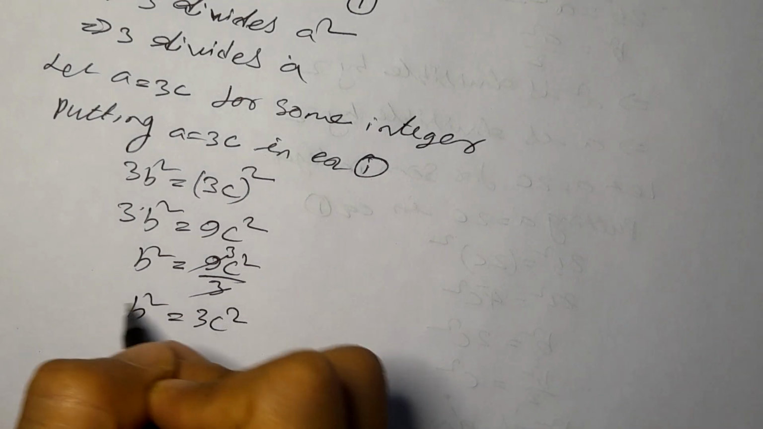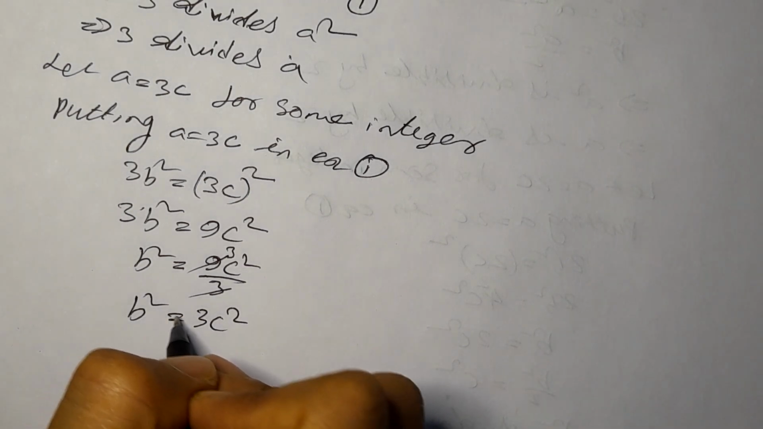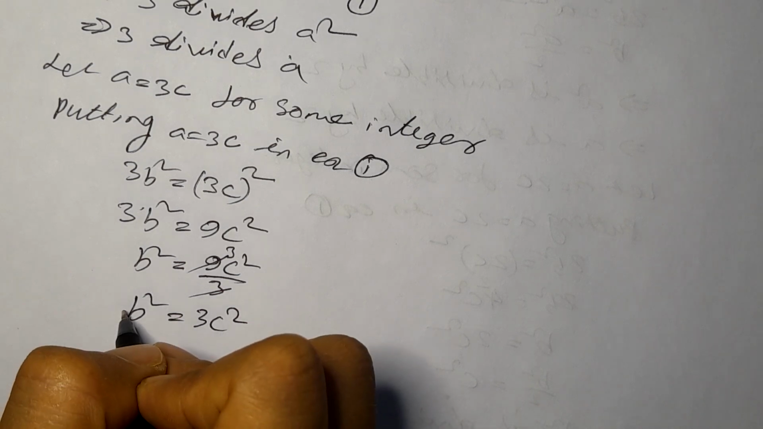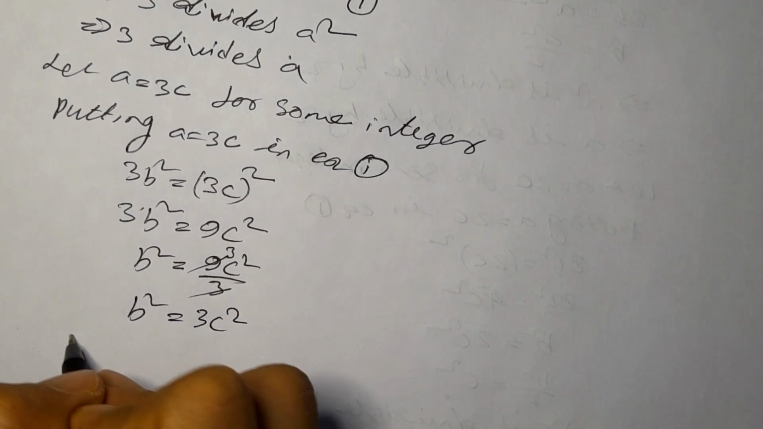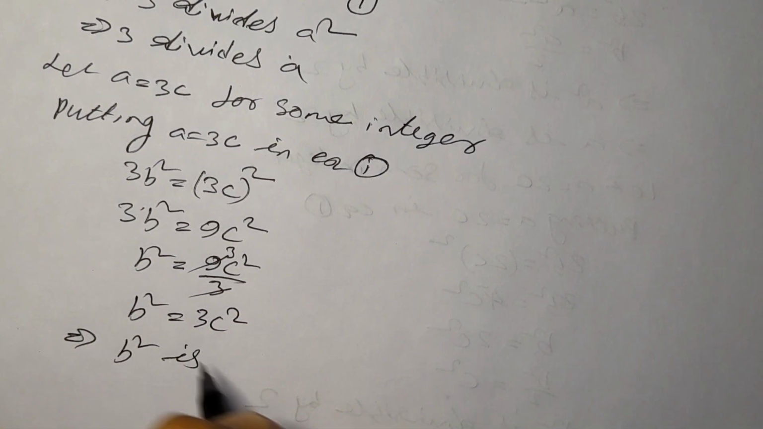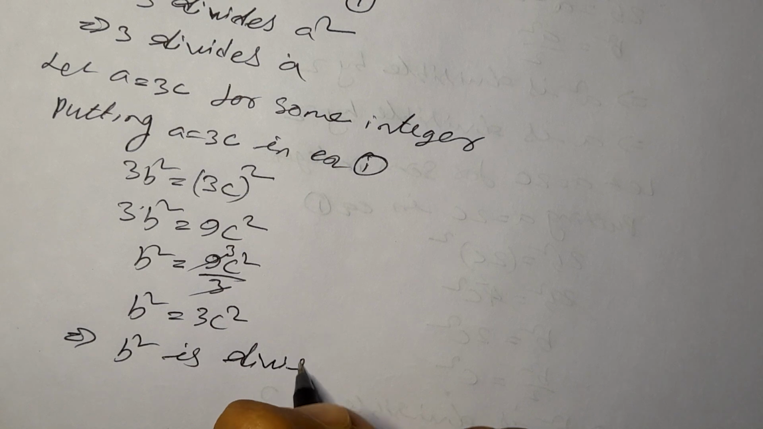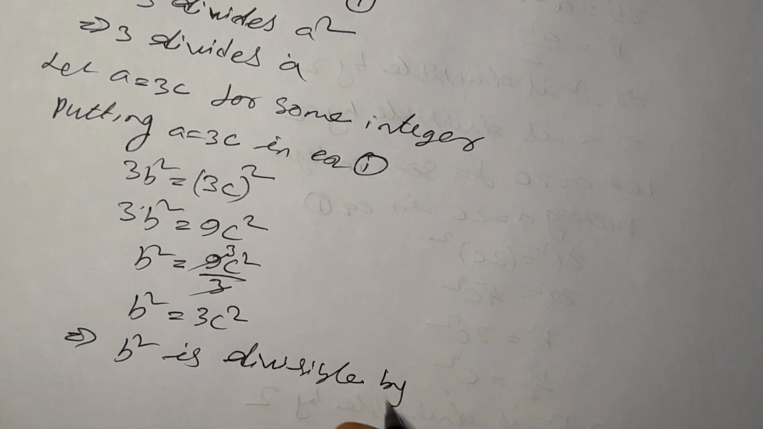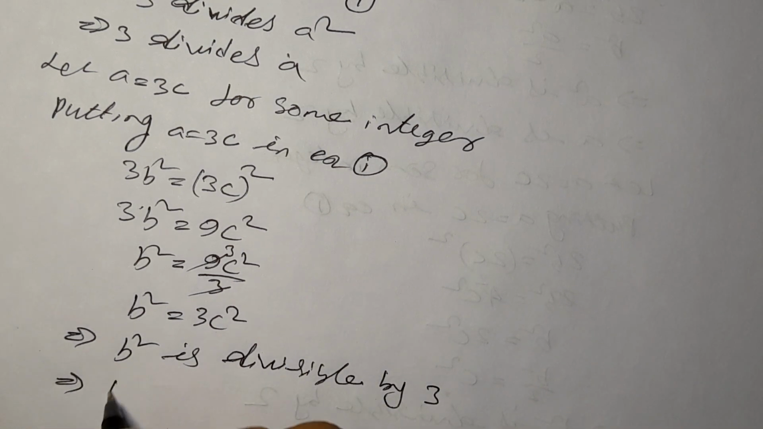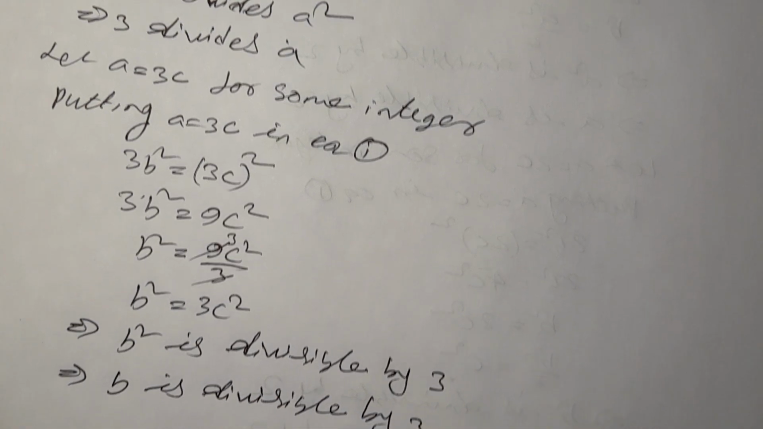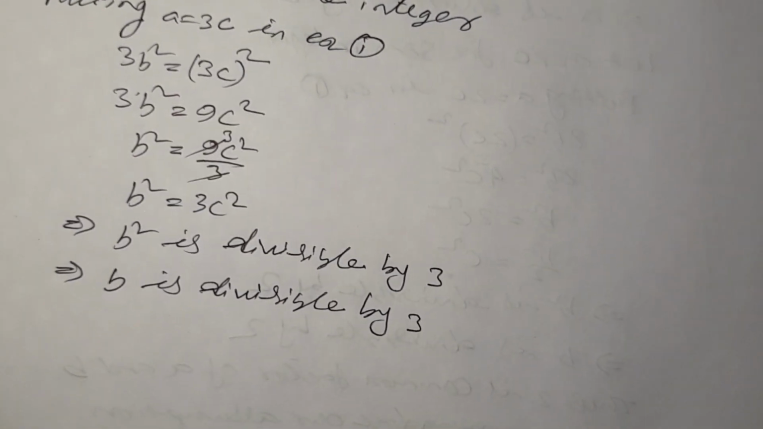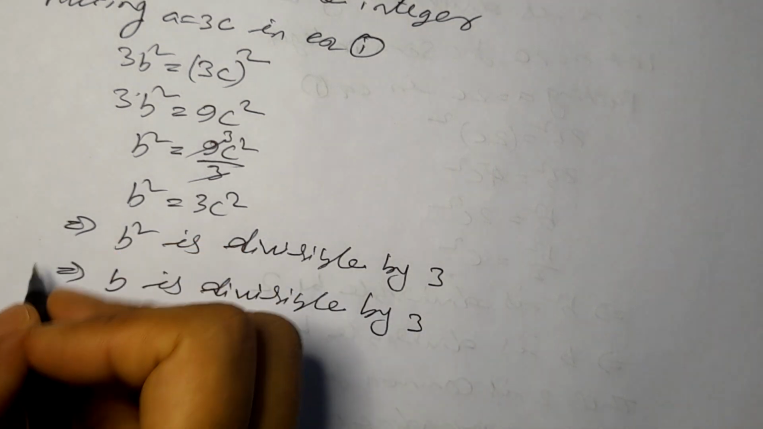Since this is divisible by 3, therefore B square will be divisible by 3, because it's equal, means this side and this side is equal. Therefore this number is divisible by 3 because 3 is there. Therefore this will be divisible by 3, implies B square is divisible by 3. Therefore implies B is also divisible by 3. We have considered only 1 is the common factor, but we got the 3 is the common factor of both of A and B.